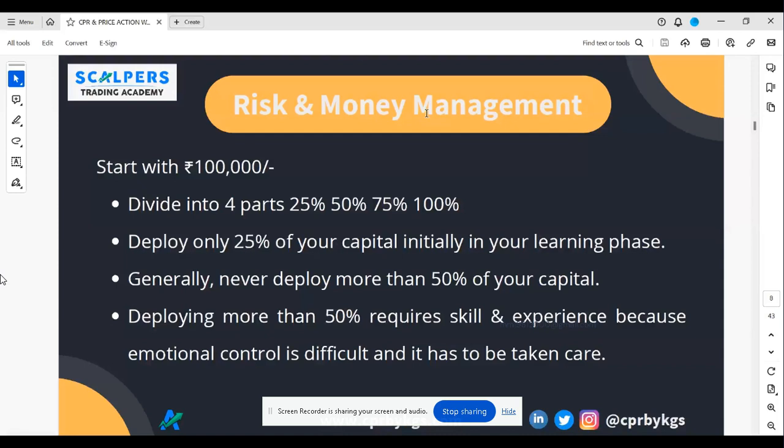So in that case, you have to assume I should not lose more than 1,000 per day, like that. Some figures you have to assume if your capital is less than 1 lakh. Now let's say your capital is 1 lakh rupees. You have to start with 1 lakh rupees, divide into 4 parts. So you have to deploy only 25% of your capital initially in your learning phase.